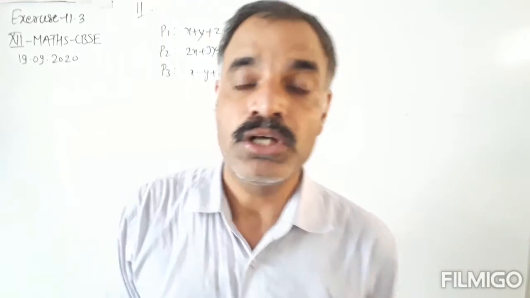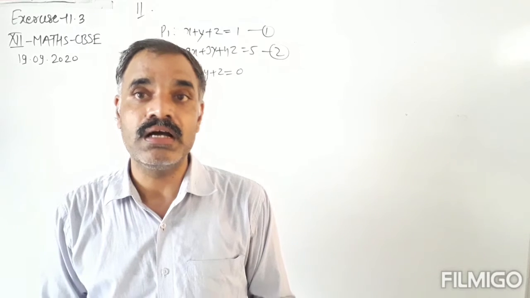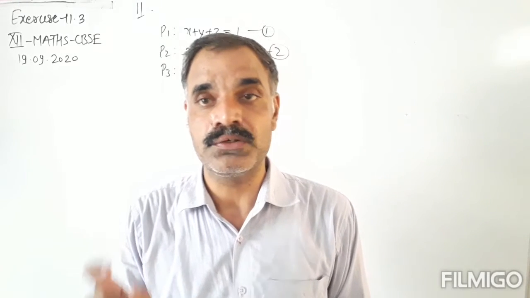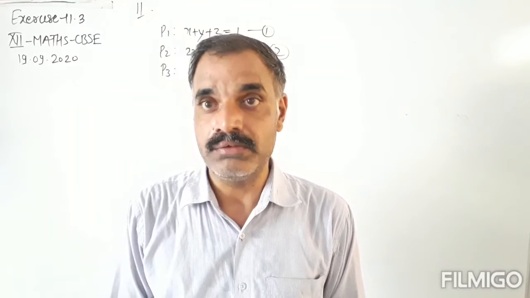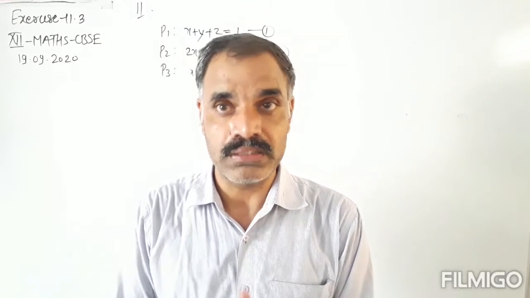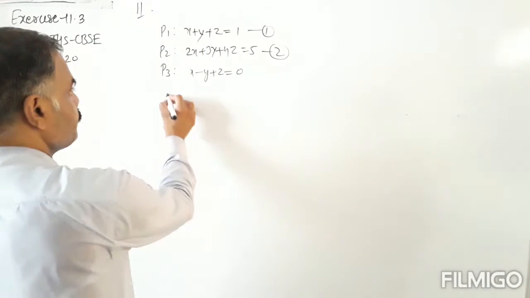So the question is we have to find the equation of the plane through the line of intersection of P1 and P2, and which is perpendicular to the third plane. So first of all we will find the equation of the plane.